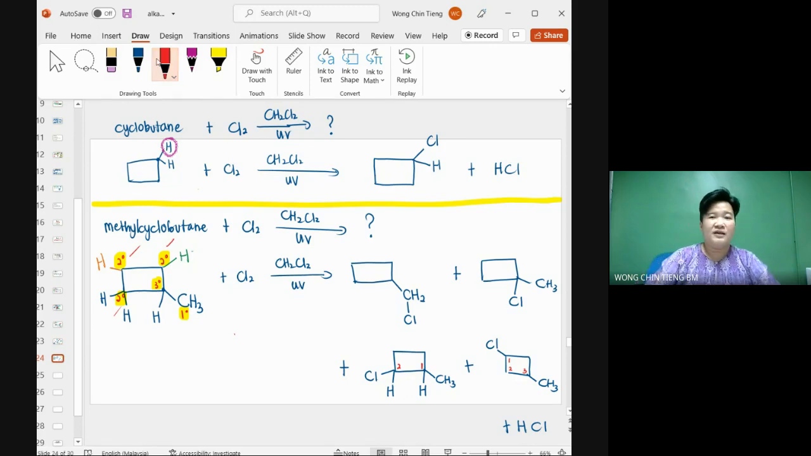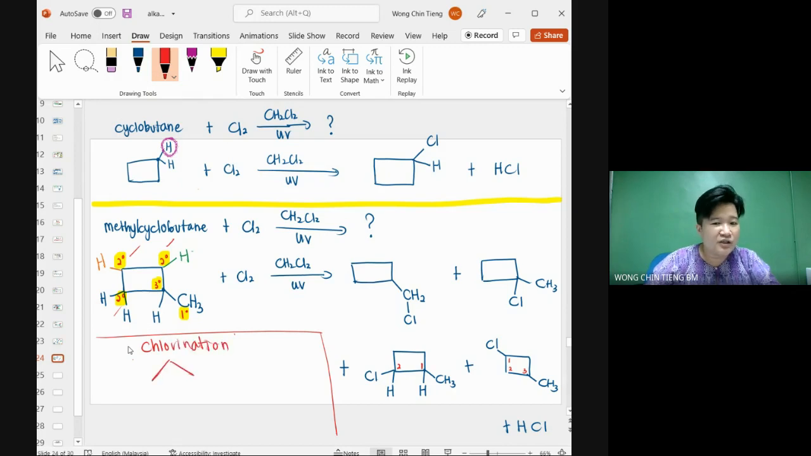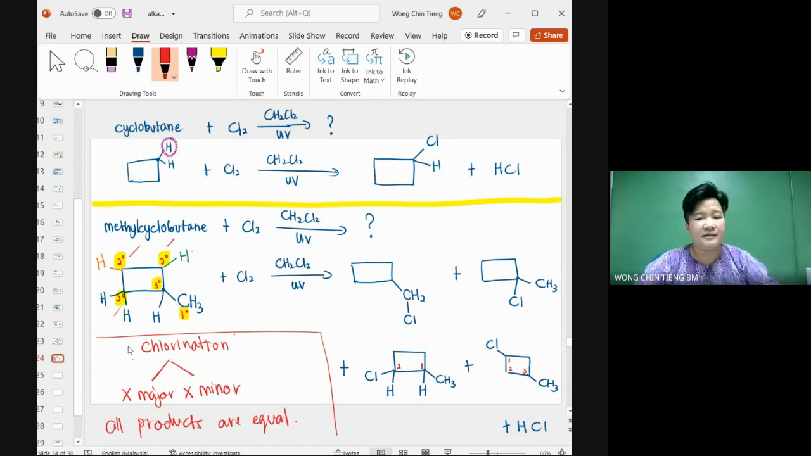Alright. So, next thing. For the chlorination, ladies and gentlemen, tadi bromination kita ada major minor, betul? For the chlorination, good news. No major, no minor. All products are equal. Semua produk adalah sama rata dalam chlorination. Tak ada major, tak ada minor. Tak payah label major minor dalam chlorination. Please remember.